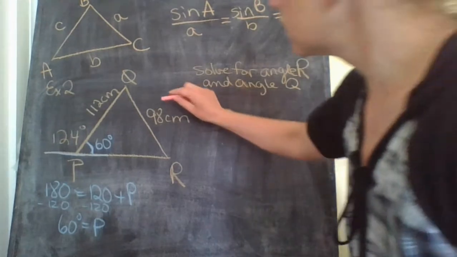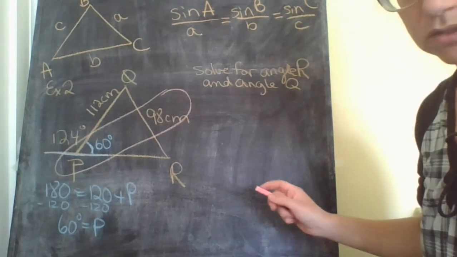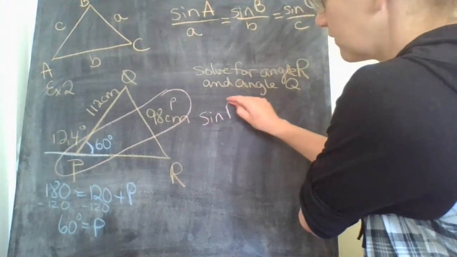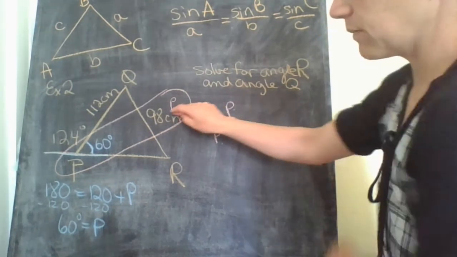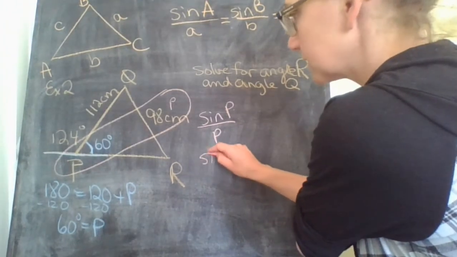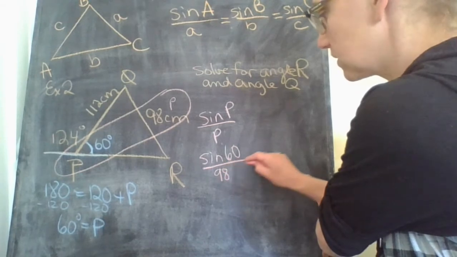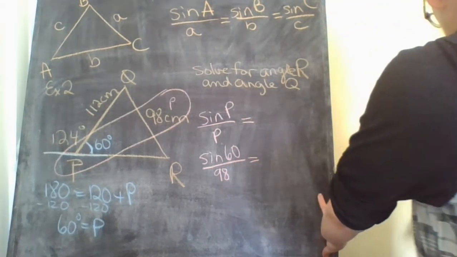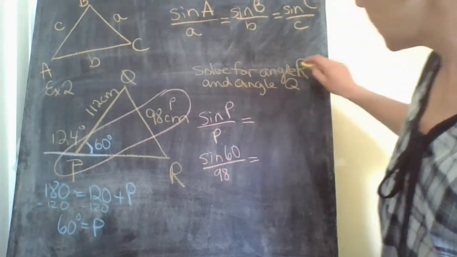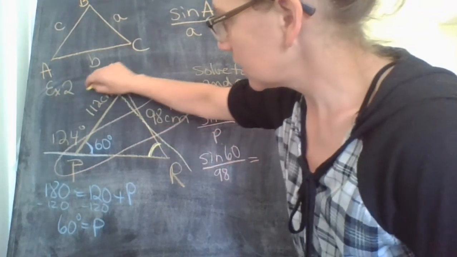So let's see. These guys are going to give me one of my fractions. So this is P, that makes that p. I can use whatever letter I want, as long as they match in that diagonal, okay? So that means I'm looking at sine of angle 60 over a side length of 98, equals, let's see, what else do we know? I know that I'm looking for angle R, and that matches up here.